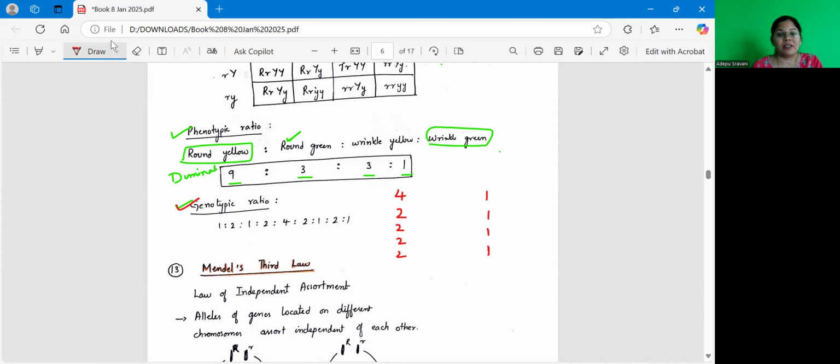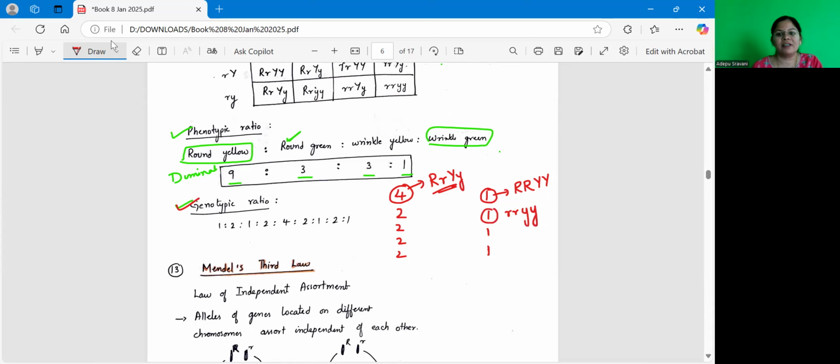All right. Now, I'll tell you, 4 is your heterozygous condition. What is that? This one. Heterozygous condition will be your 4. Clear? Now, out of 4 1s, 1 will be completely homozygous and the other one will be again.